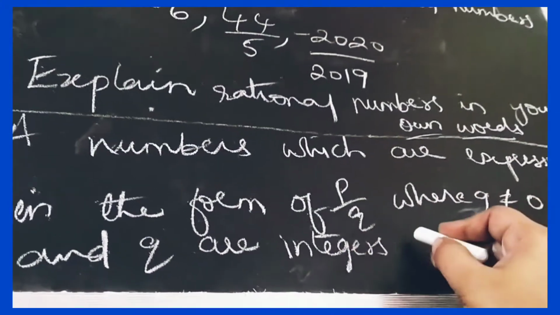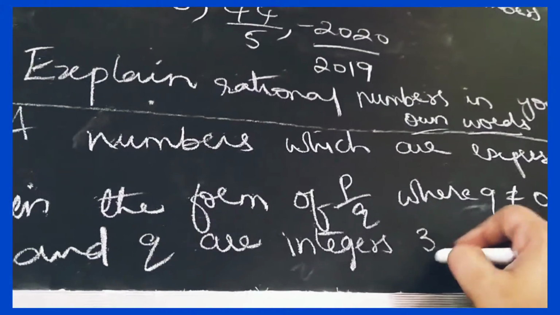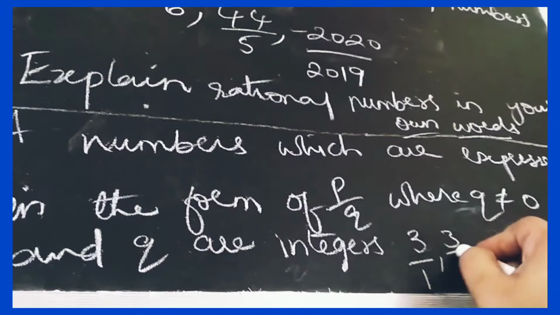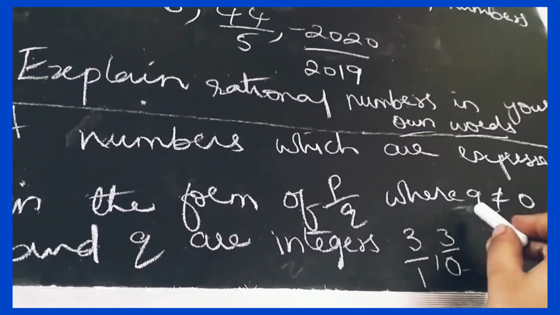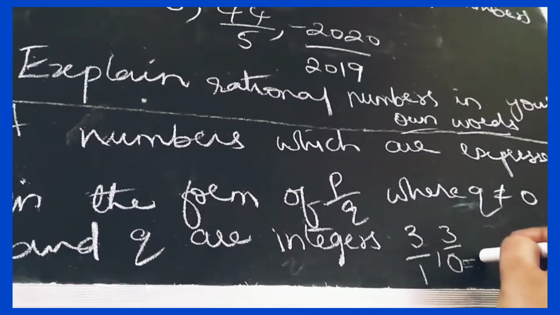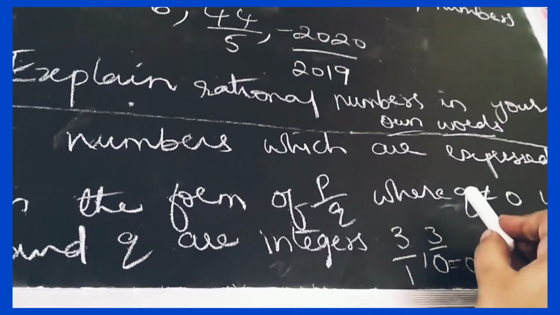Okay, for example, if we take 3, we know that 3 is a rational number. We can write 3 as 3 by 1. But if we take 3 by 0, here this is q now, this is the denominator. Q should not be equal to 0. It is equal to 0 here, so it is not a rational number. Okay, it is also not defined.